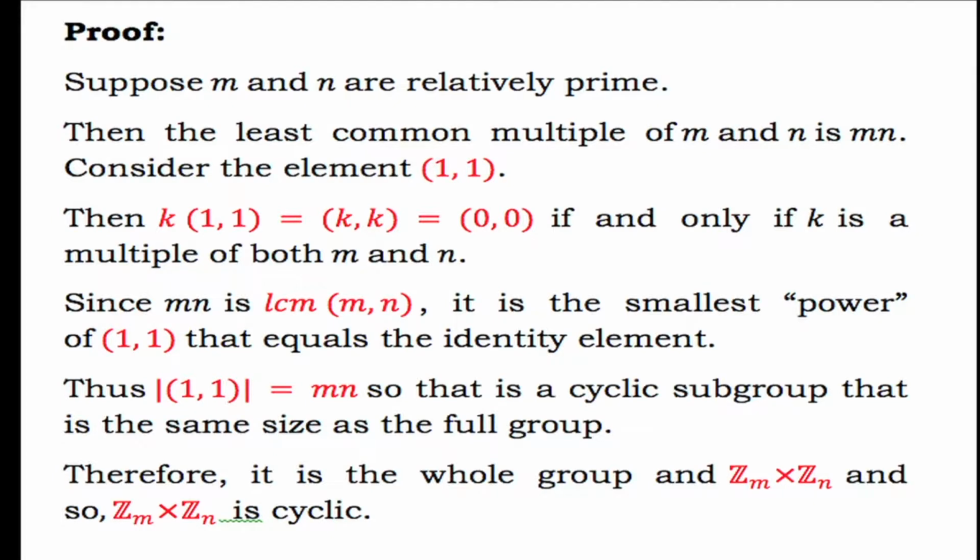Since mn is the LCM of m and n, it is the smallest power of (1,1) that equals the identity element. Thus, the order of (1,1) is equal to mn, so that it is a cyclic subgroup that is the same size as the full group. Therefore, it is the whole group Zm cross Zn, and so Zm cross Zn is cyclic.